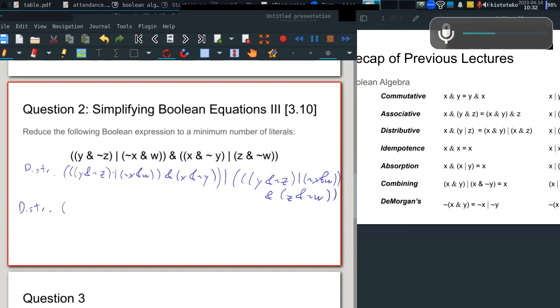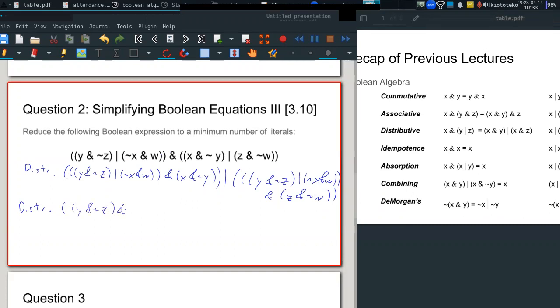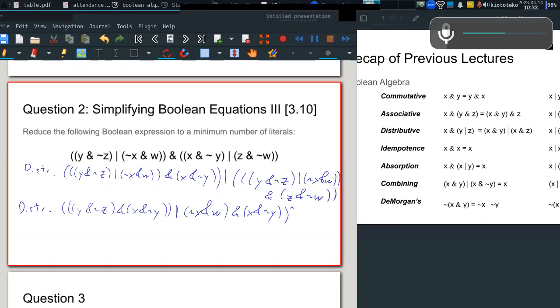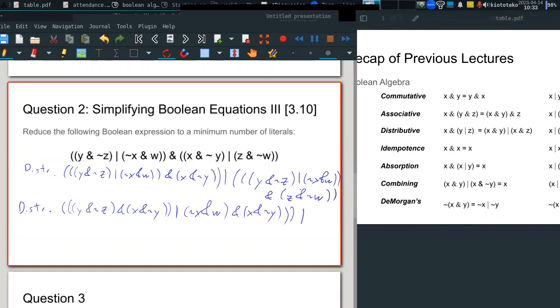Okay, we have this with this, no? So it's y, z, and x, y. Okay, this one, or x, w, and x, y, and all of these. I think how many parentheses do I have? Or, and we do the same here.